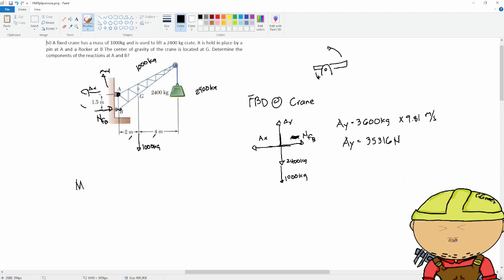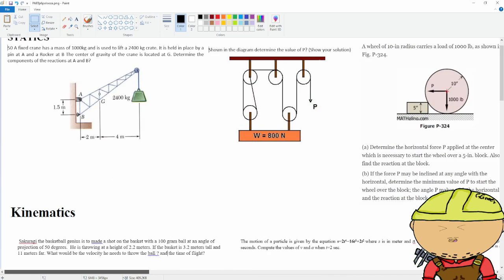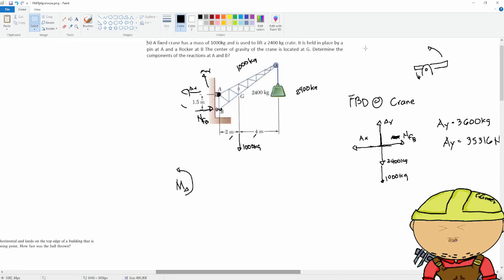I'm gonna do moment at A, clockwise. I'm gonna make a copy of this. Oh no, we already have an original copy. This one is the original copy, so I'm just gonna make do with this. The formula for moment or torque: M is equal to force times perpendicular distance.